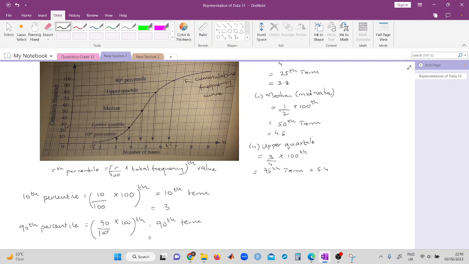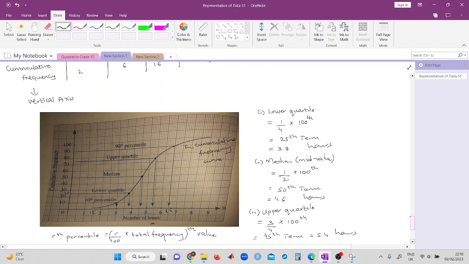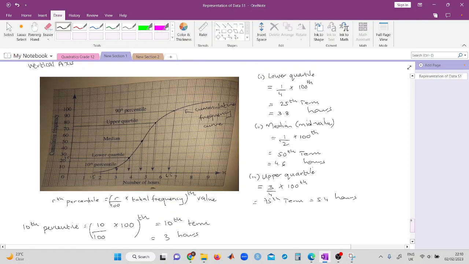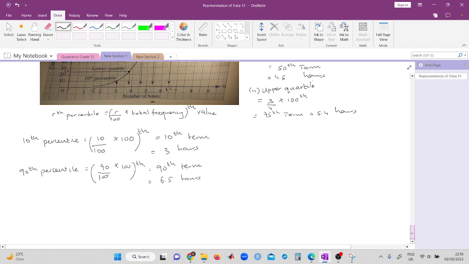Therefore, the value will be 6.5. The variable is the number of hours, so whatever answer I get will be in terms of hours. We put the units: hours. That's all. This is how we get the lower quartile, upper quartile, and median, with the percentile. So that was a small example on the cumulative frequency curve.